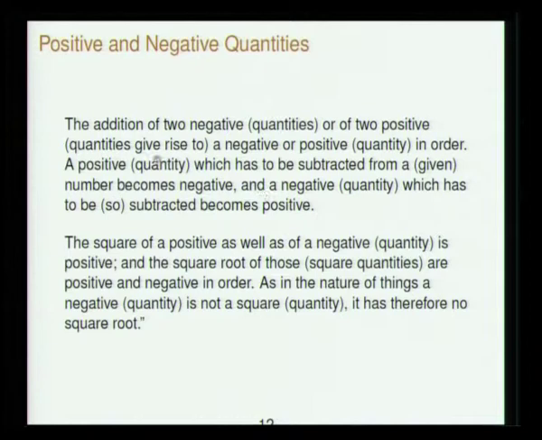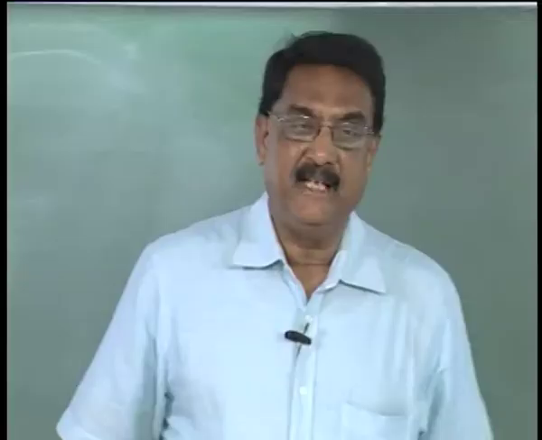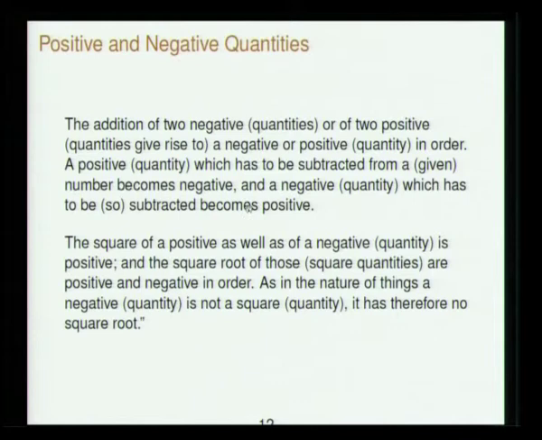A positive quantity which has to be subtracted from a given number becomes negative. So, clearly, minus of plus a will become a plus b is a minus b, and a negative quantity which has to be so subtracted becomes positive. So, that is a minus of minus b is a plus b, and the square of a positive as well as of a negative quantity is positive, and the square root of those square quantities are positive and negative in order. As in the nature of things, a negative quantity is not a square quantity, it has therefore no square root.